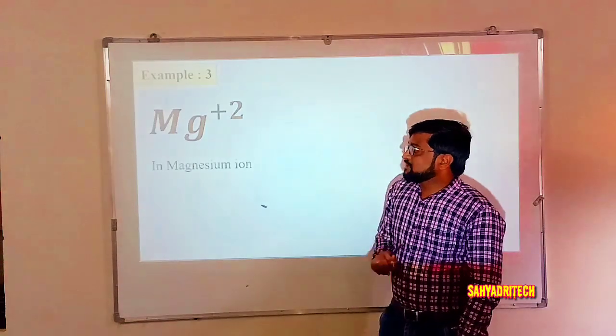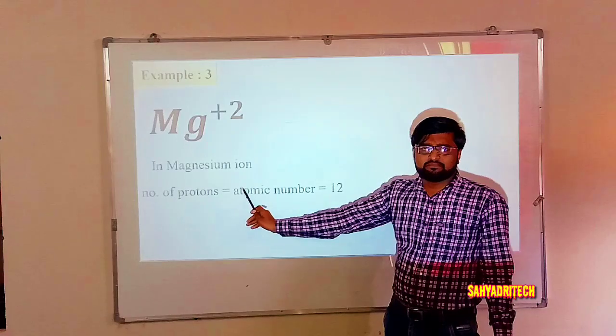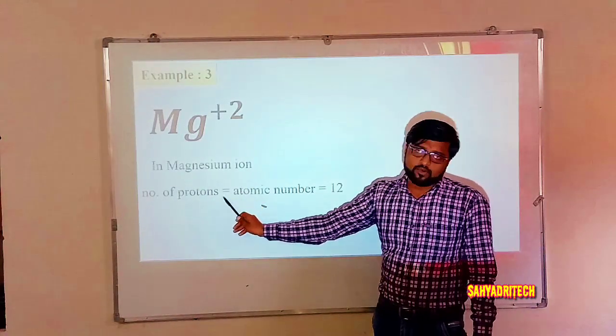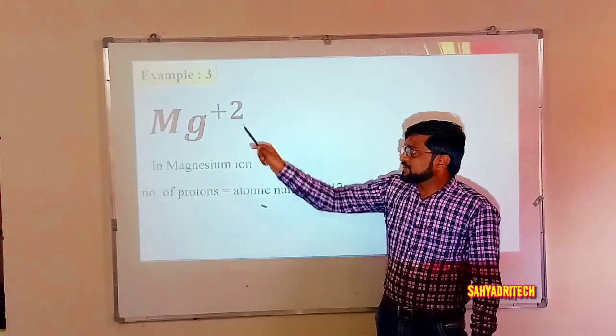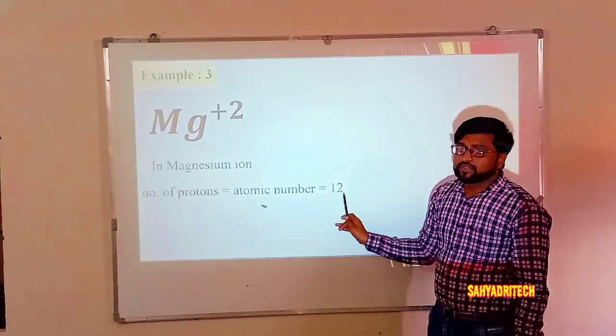Well, now in magnesium ion, if I consider number of protons, no change. It may be cation or anion. Atomic number itself indicates the number of protons. So, number of protons is equal to atomic number. For magnesium, what is atomic number? 12. So, number of protons is equal to 12.